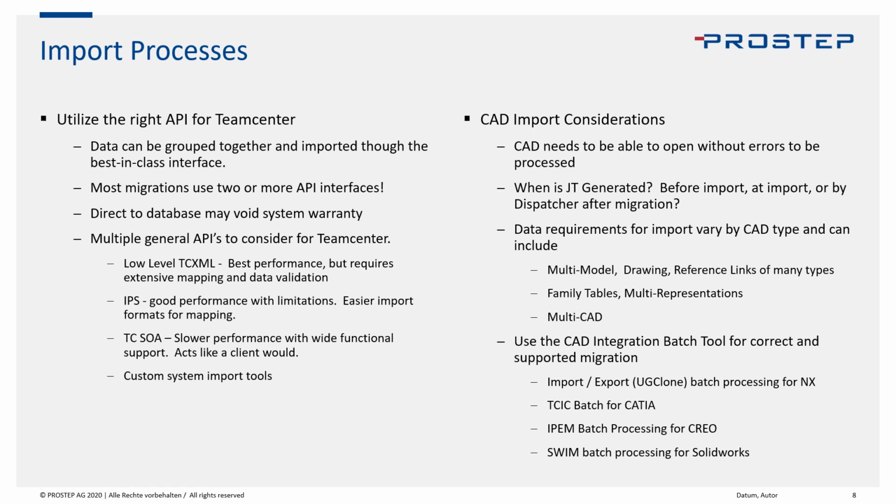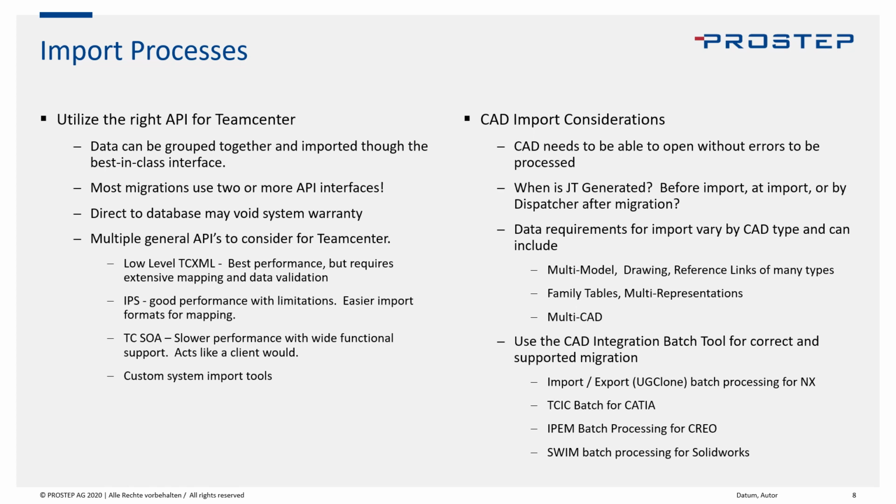And depending on the phase of the migration and the data types that you have, you might need to use those, right? Also, in general, a warning that a direct-to-database push of data could void your warranty with Siemens and Teamcenter. So there are multiple APIs that we could consider. The best performing one, but one that uses extensive mapping and needs validation of data because it doesn't always check things in an intermediate phase, is low-level TC-XML. That's going to give you the best performance for data import that's really available for Teamcenter.